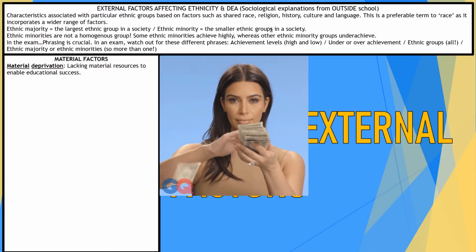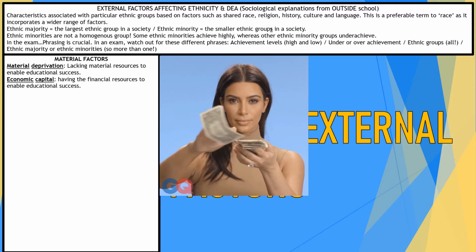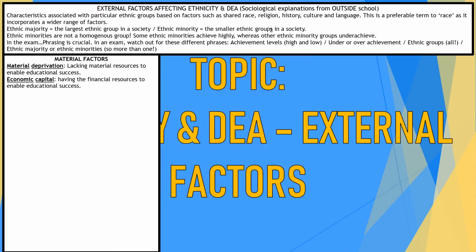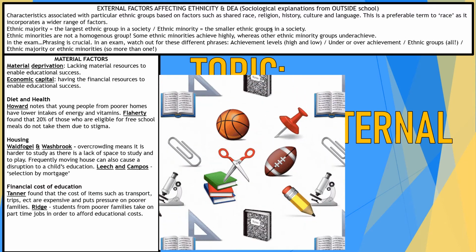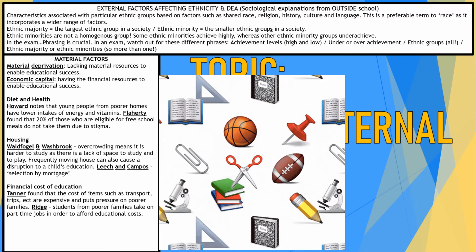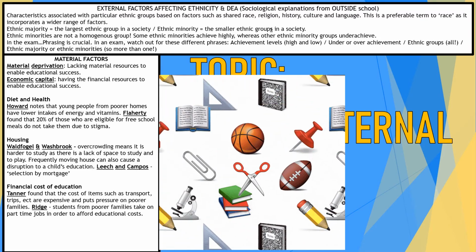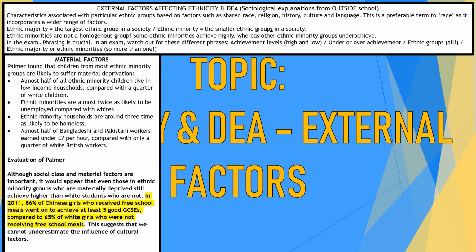Now, previously we've looked at material factors for social class, and the same general themes and ideas carry over. So material deprivation and economic capital. We can look at factors like diet, housing, and financial costs of education, all the same as we did in social class. But we don't want to just describe these and apply them.